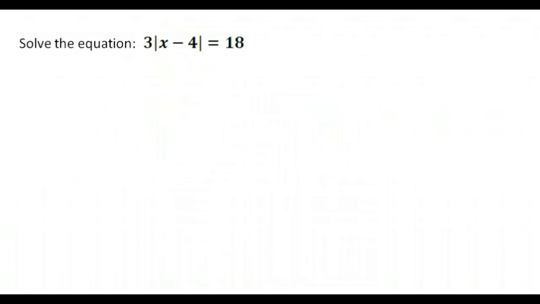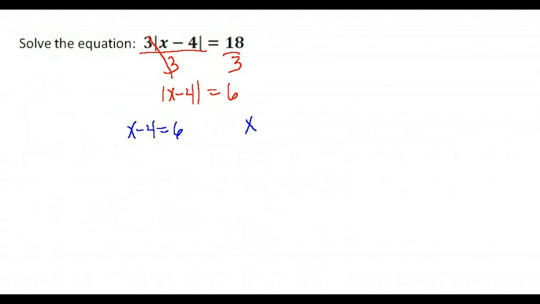Right, here's another example. Again, same set of steps. Isolate the absolute value. So I have this 3 on the outside. I'm going to divide both sides by 3 first. And I get the absolute value of x minus 4 is equal to 6. Next step, set up two equations, one positive and one negative. So x minus 4 equals 6. x minus 4 equals negative 6.